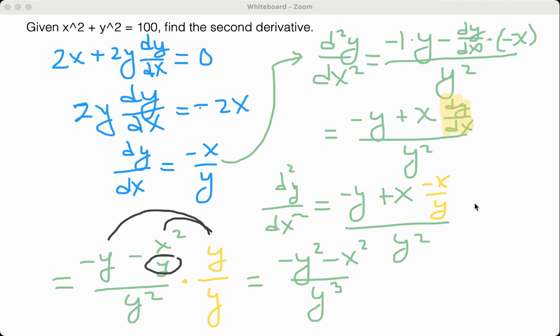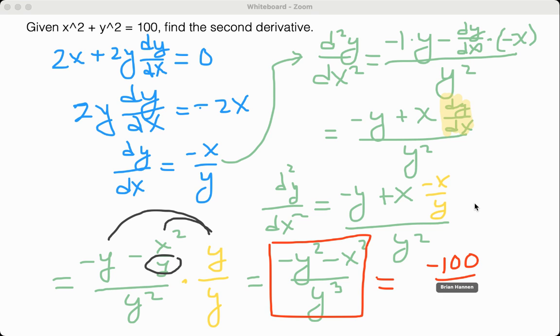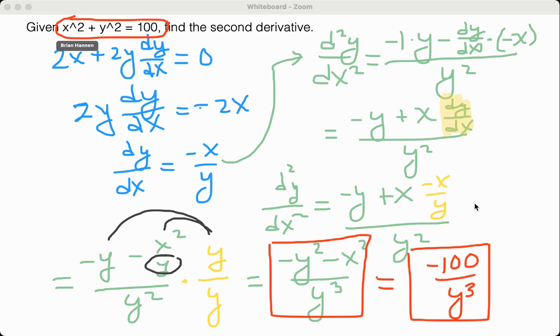One would think you're good to go, and as a matter of fact, that is the correct answer for this problem. We can even go one step farther. Let's see if you can figure this out. I have negative 100 over y cubed. Does that make any sense to you? How did we get that? Well, it says up here in the original problem that x squared plus y squared is 100. I have negative x squared plus y squared in the numerator. So that should be equal to negative 100.